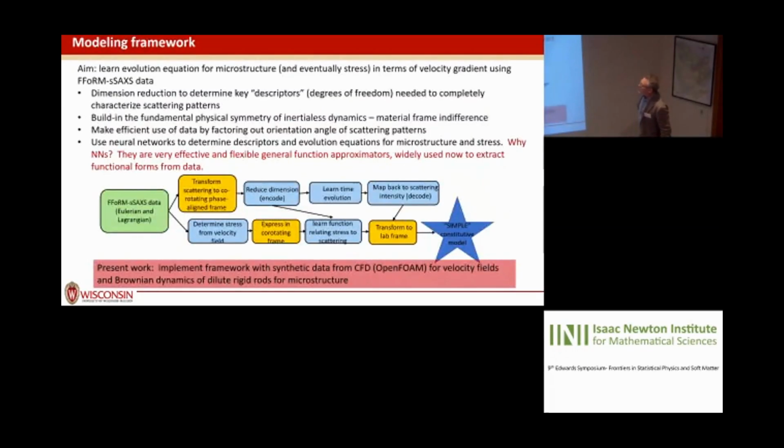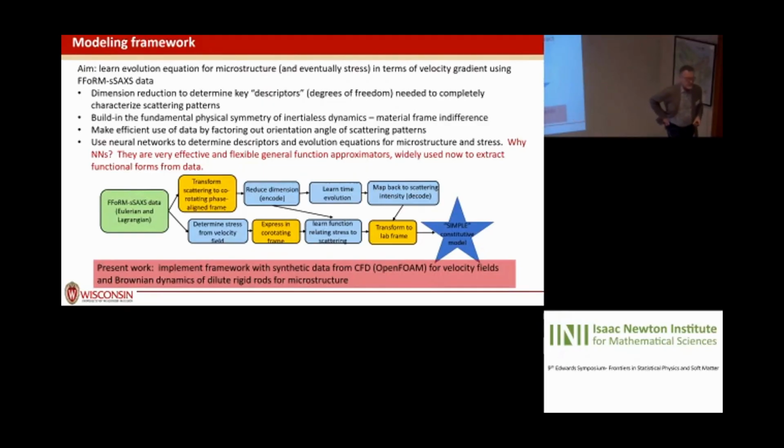All right. So the framework we've developed is the following. We want to learn governing equations for microstructure. I'll talk a little bit about stress later, but initially, the scattering patterns only directly give you information about microstructure. There's another step if you want stress. All right. So we want to learn evolution equations for the microstructure in terms of the velocity gradient, so the usual thing, using FormSAXS, that's fluidic four-roll mill scanning small angle X-ray scattering data, FormSAXS.